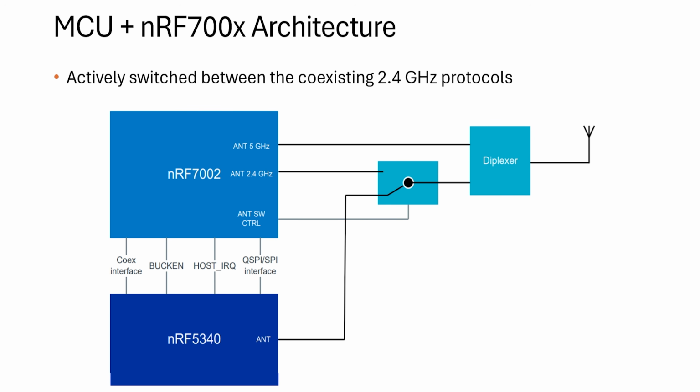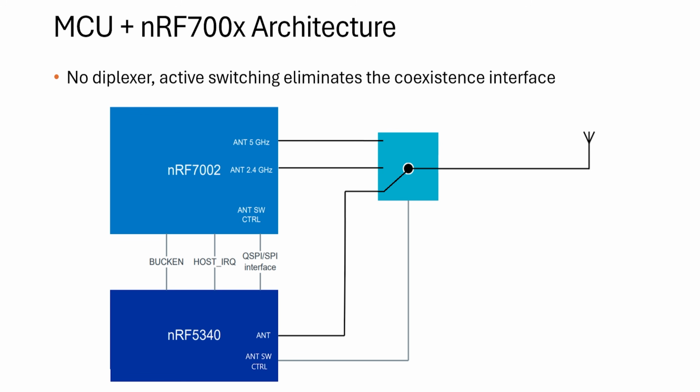So here in this architecture, you're using the antenna switch to actively switch between the coexisting 2.4 gigahertz protocols, as you can see in the block diagram. And then you use the diplexer to then choose whether the 2.4 gigahertz interface or the 5 gigahertz interface gets to broadcast over this antenna. Now let's take a look at another example.